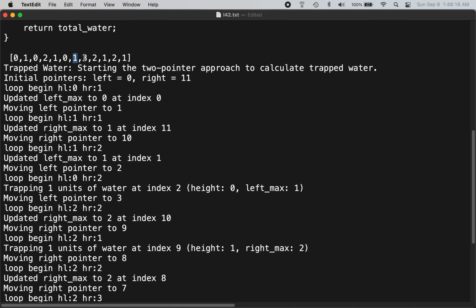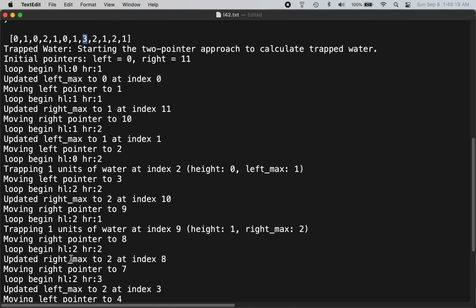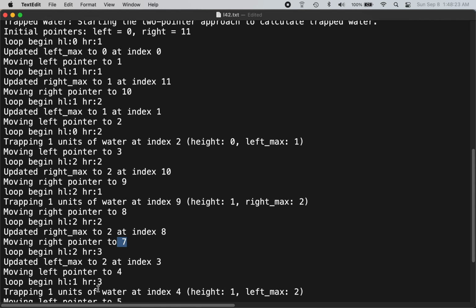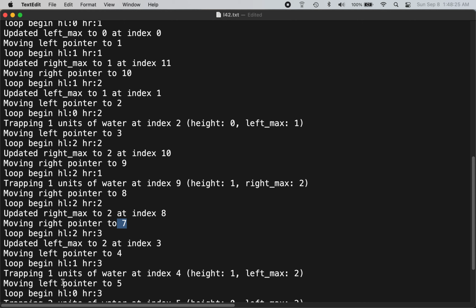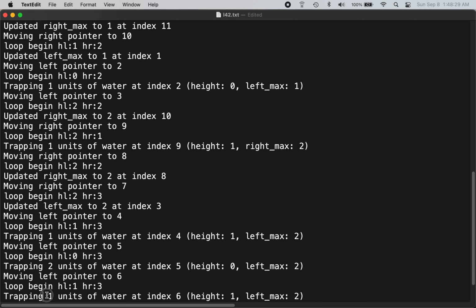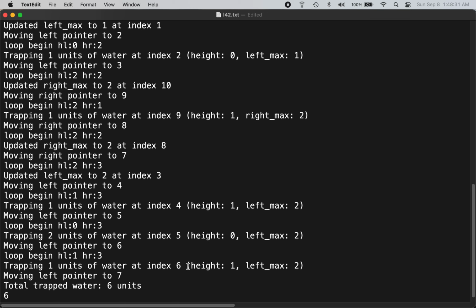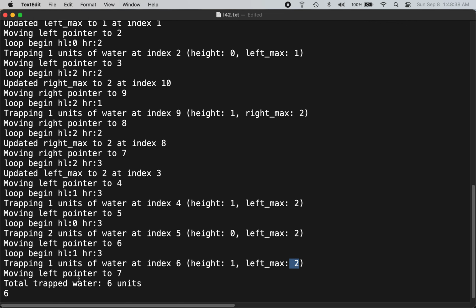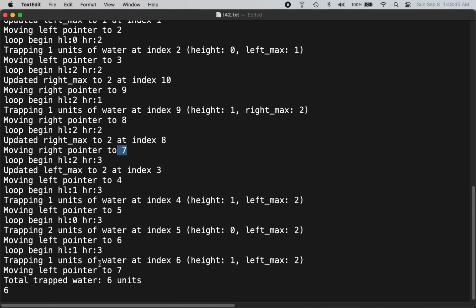By then the right pointer and left pointer cross basically, at 7. So this is the 1 unit of water, 2 units of water, and 1 more unit of water we are talking about, because left max is 2 and the heights are 1, 0, 1. Then moving the left pointer to 7, whereas the right pointer is already at 7, so you come out of the loop.